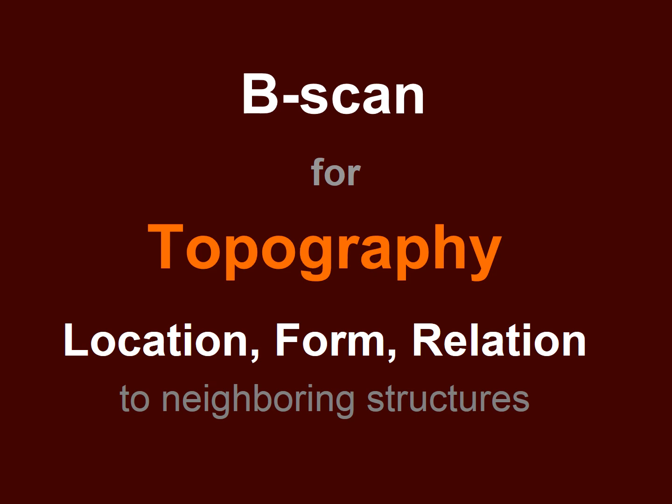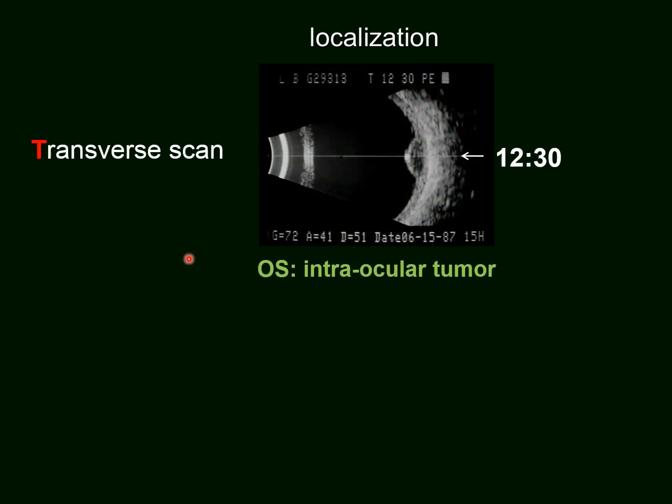B-scan is used for topography, a topographic evaluation of the location, the form, and the relation of a lesion to the neighboring structures. The topographic B-scan echography is started with the transverse scan.